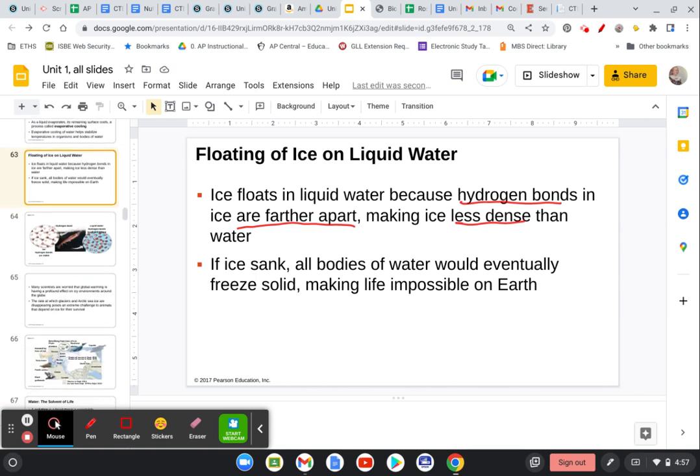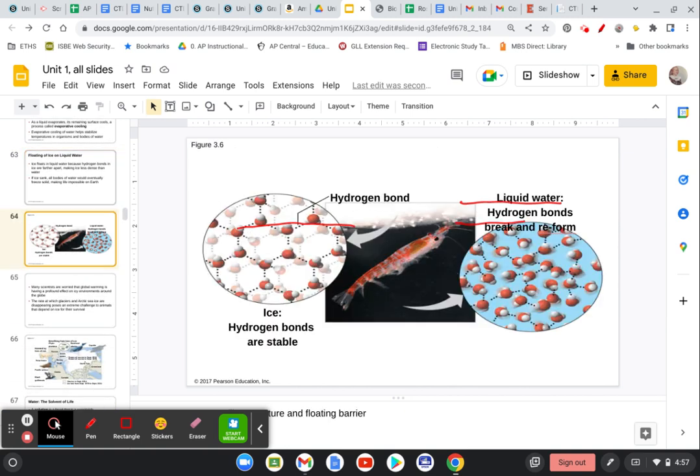Here's my little fishy. We want to make sure that he's not a fish sickle. Okay, so when we're at, this is ice, you can see how they're farther apart than they are here.